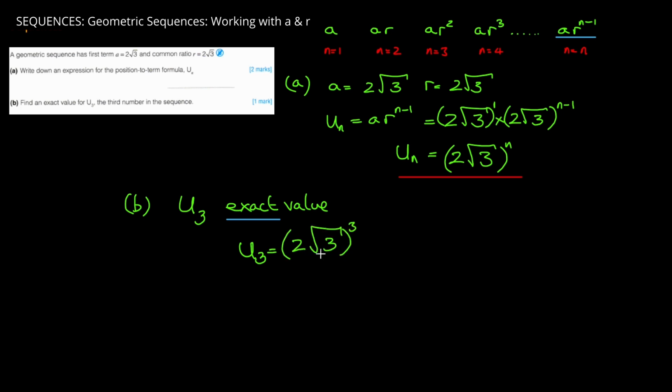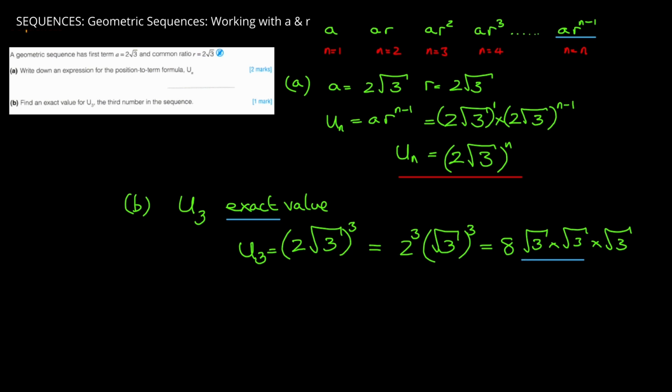So splitting that bracket apart, this is simply equal to 2 to the power 3 and root 3 to the power 3. 2 to the power 3 is 8. Let me write it out: it's root 3 times root 3 multiplied by root 3. Now, two of these will simplify. Root 3 times root 3 is 3. So what we've got is 8 times 3 times root 3. 8 times 3 is 24. So it's 24 root 3. And that is your answer.